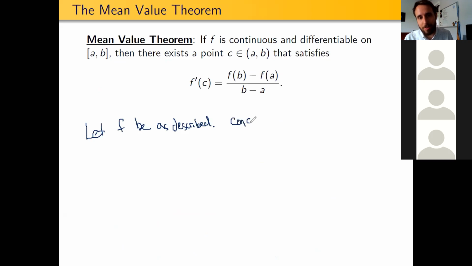Consider the function g. So I'm defining a new function g, and g of x is going to be equal to the function f of x minus an appropriate linear function L of x. And to figure out what L of x is, I want to draw a picture.